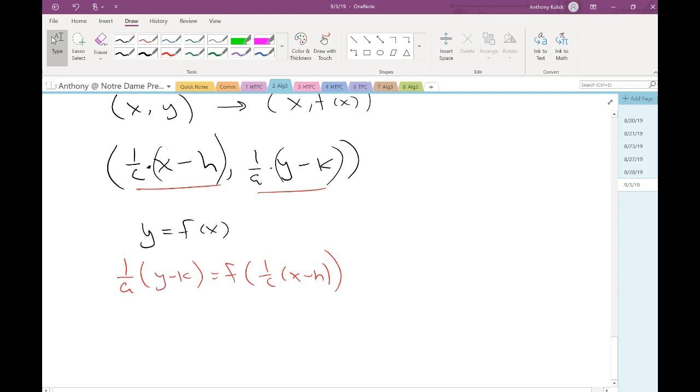And if I'm going to graph something, usually I like to have that y coordinate by itself, right? If I'm going to talk about a function, I usually write it as y equals yada yada yada, where the y is all by itself. So I'm going to go ahead and do that. I'm going to multiply both sides by a, and then add k to both sides.